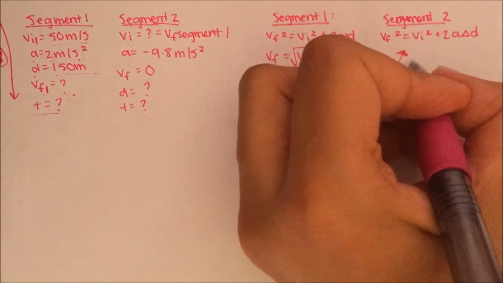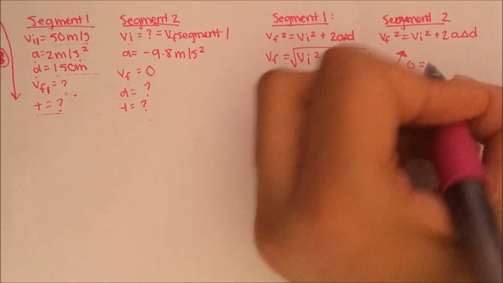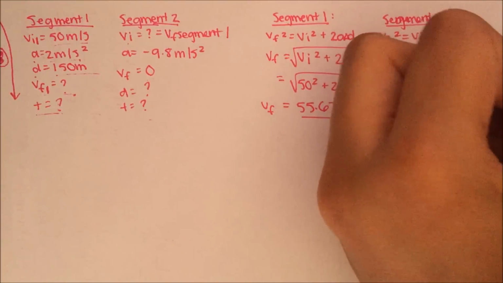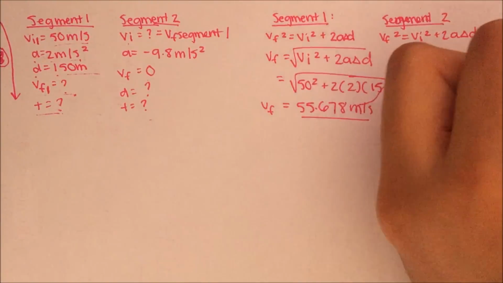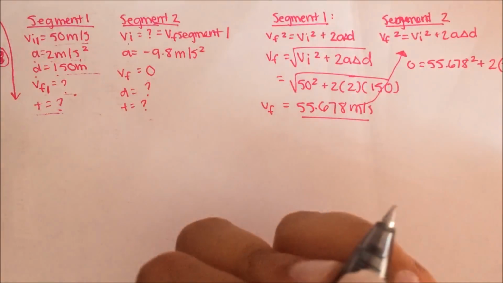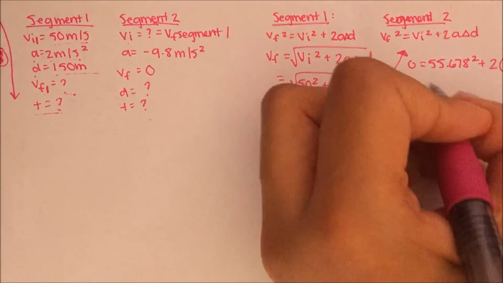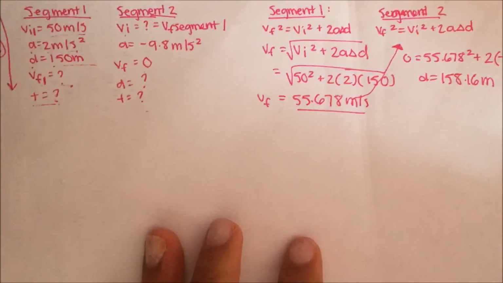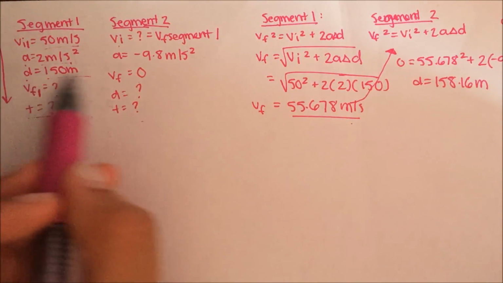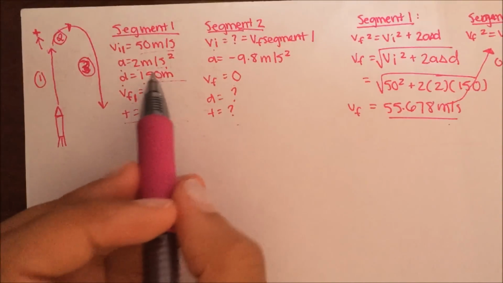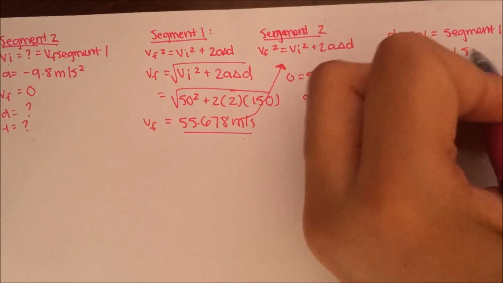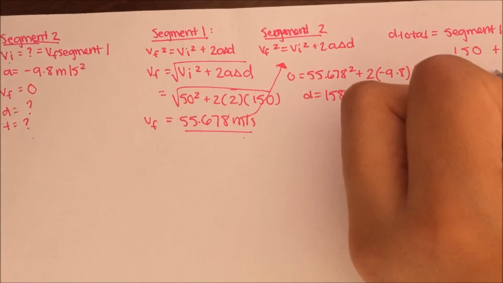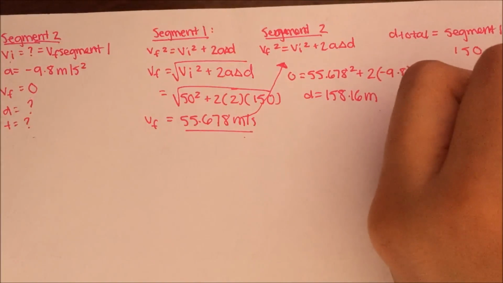So here we know the final velocity is going to be 0 because it stops momentarily, equals 55.678 squared plus 2 times negative 9.8 as our acceleration, and the distance is what we don't know. And so, solving for the distance, we're going to get a distance of 158.16 meters. So the total height it traveled is going to be the distance of segment 1, which was 150, plus this distance. So 150 plus 58.16, it's going to be a total height of 308.16 meters.